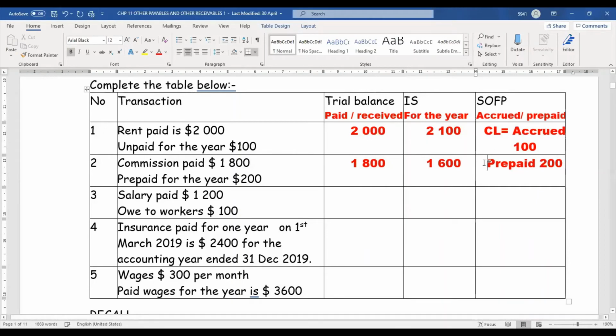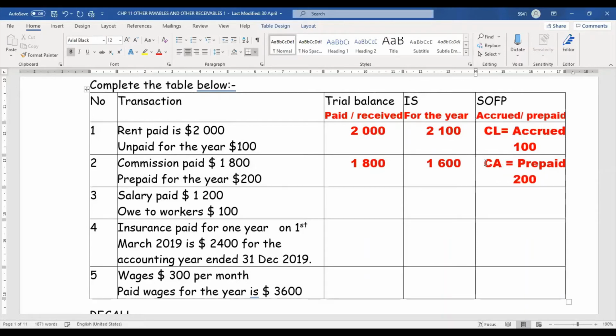But now we need to decide if it is an asset or liability. Prepaid means you pay extra. If you pay extra to that guy, do you owe that guy, or does that guy owe me? That guy owes me now. Okay, that guy owes me. If that guy owes me, it's my current asset. Understand now?